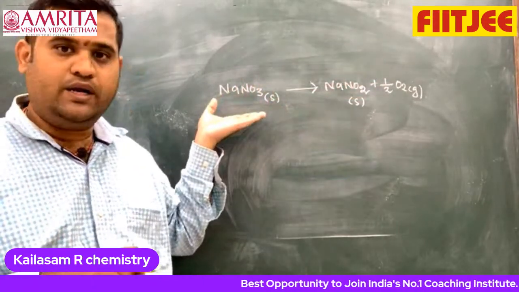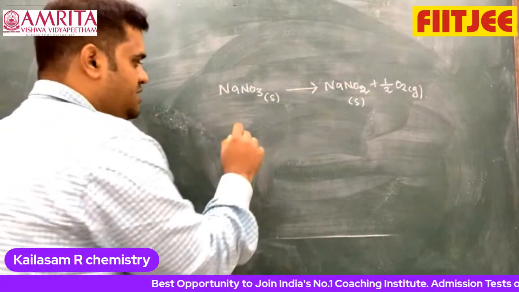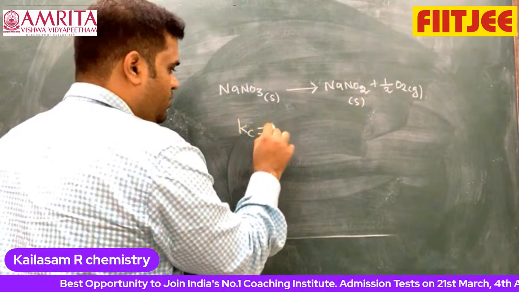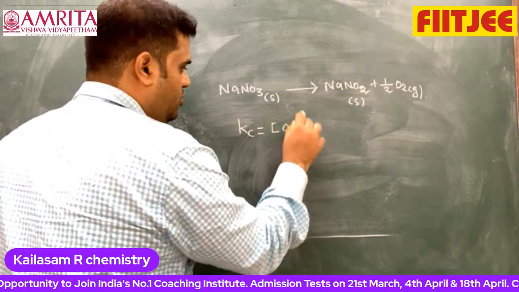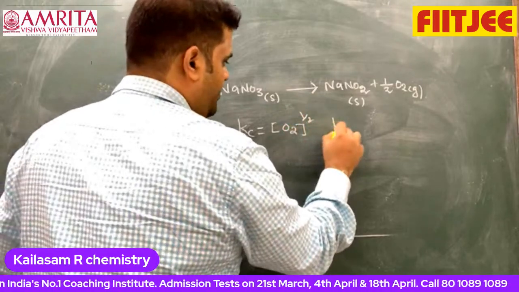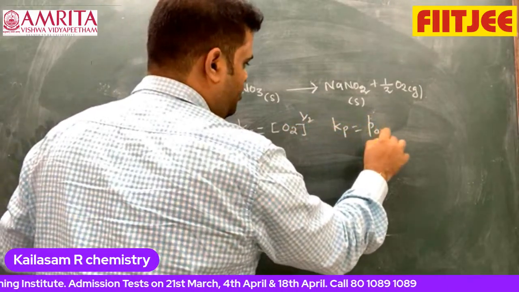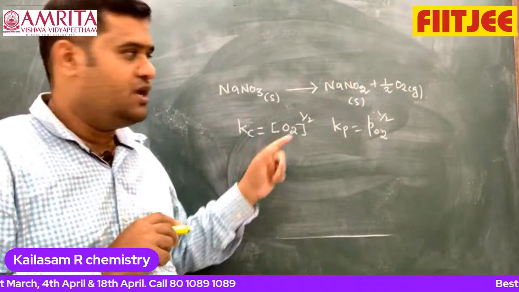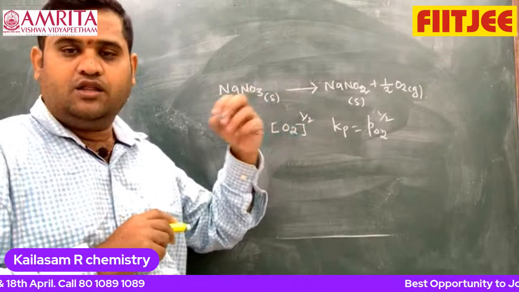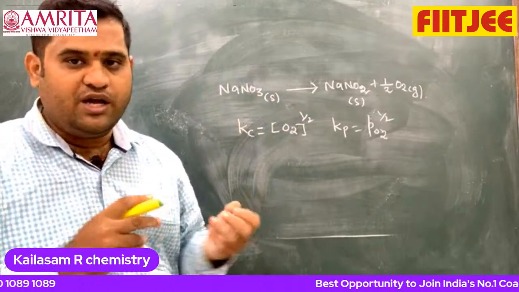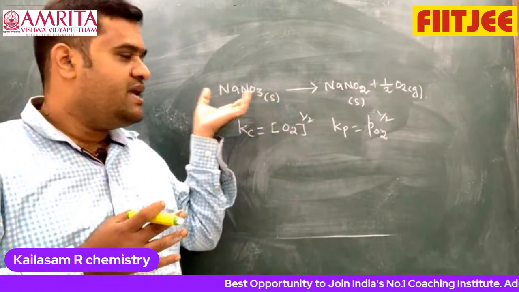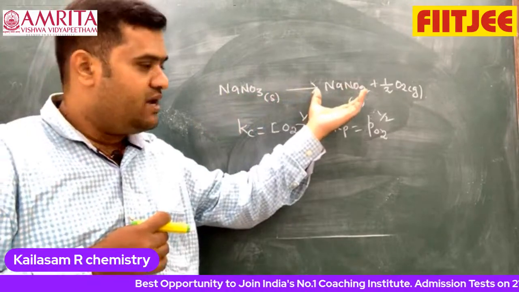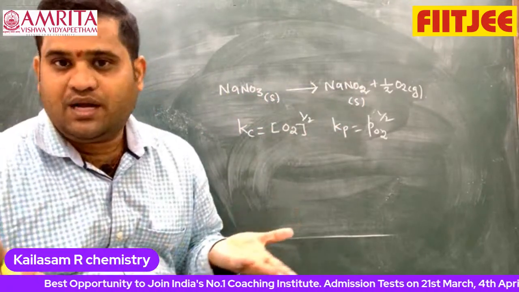Why? You are adding solid. Because in the equilibrium expression, whether it is Kc, you are going to have O2 to the power 1 by 2, or you can write Kp equal to the partial pressure of O2. This only you are going to get, because in the equilibrium constant expression, you are not going to get solids. Pure solids are considered as unity. So if I add NaNO3 or NaNO2, what will happen? Nothing is going to happen.